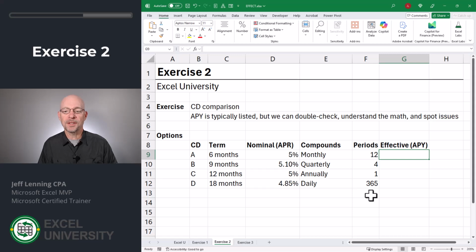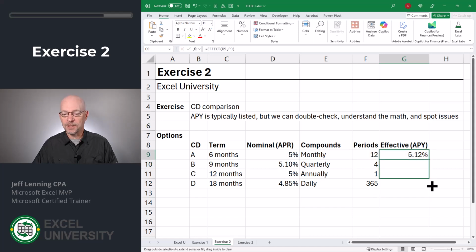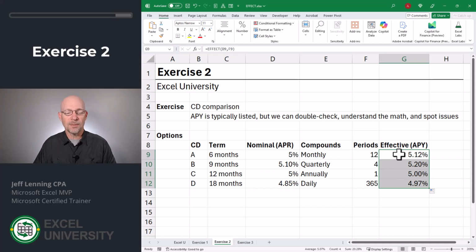With those periods in column F, let's write our formula in column G. Equals effect. Okay, the nominal rate comes from column D, comma, and the number of periods comes from column F. Close the function and enter. And now we can easily fill this formula down. So what's this telling us? Well, this gives us an easy way to compare all these different combination of rates and compounding periods.